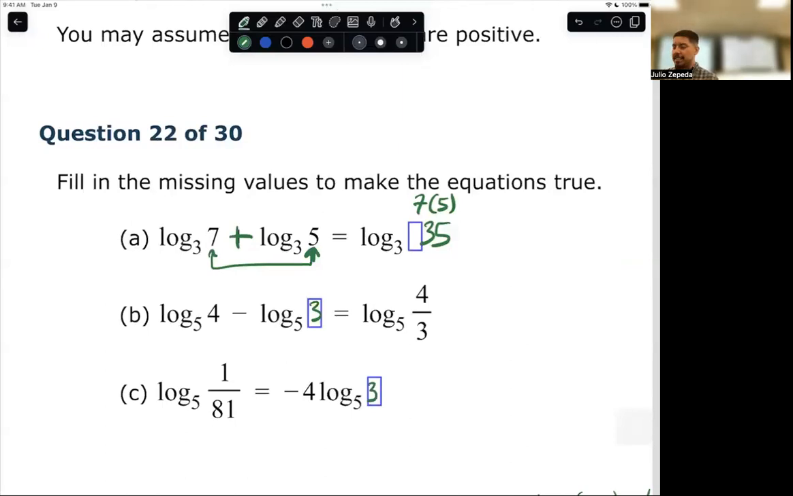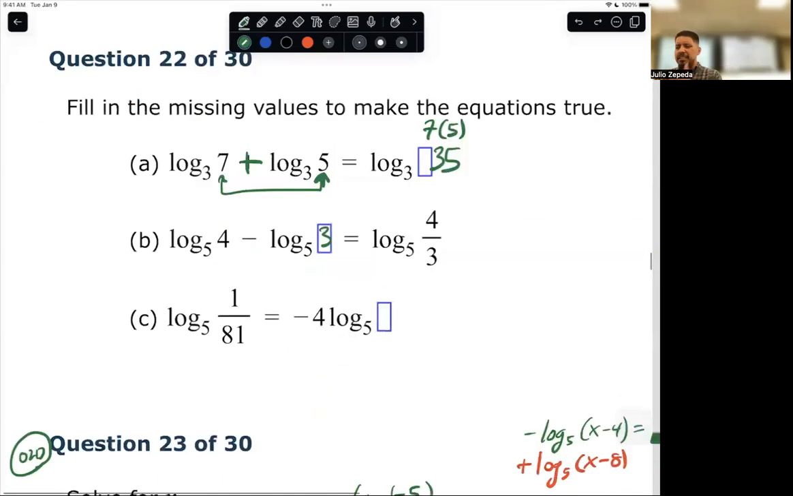Yes, because there was a property that said an exponent, we just use that property. The exponent can come out to the front of the log, but we can also reverse this and think what number raised to the -4th power would give me 1/81, and that would be 3. 3 to the -4th is 1/81.